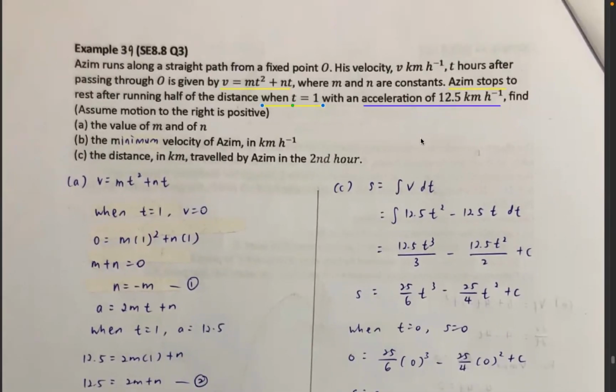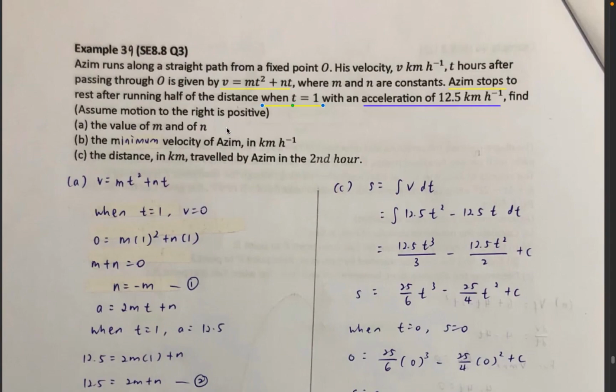Example 39. Azim runs along a straight path from a fixed point O. His velocity after passing through O is given by v equals to mt squared plus nt. Azim stops to rest after running half of the distance when t equals to 1 with an acceleration of 12.5 km per hour. Azim stops means v equals to 0. So the whole sentence here, they are telling us when v equals to 0, t equals to 1, and a equals to 12.5. Assume motion to the right is positive.